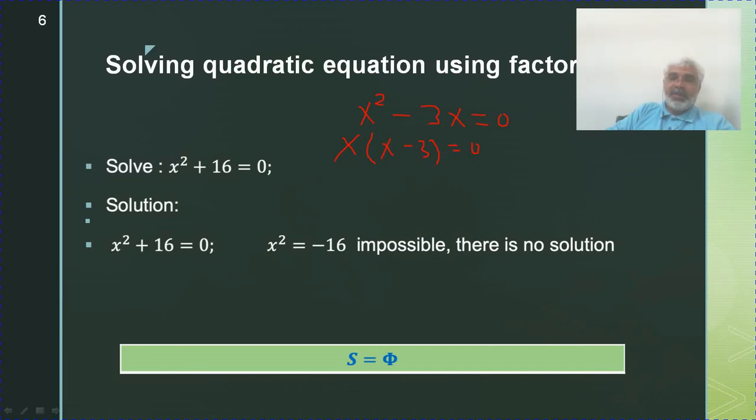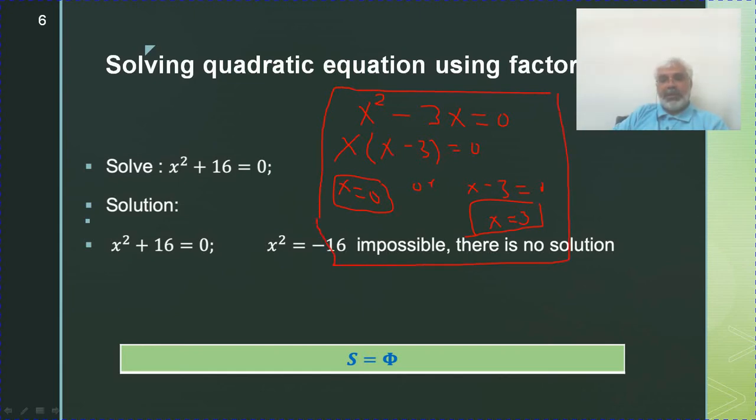Again, two numbers multiplied by each other and the value equals 0, then either the first one equals 0, and this is the first solution, x equals 0, or x minus 3 equals 0, then x equals 3. So this is the second solution. So either x equals 0 or x equals 3. I'm going to keep this extra example just to remember it.